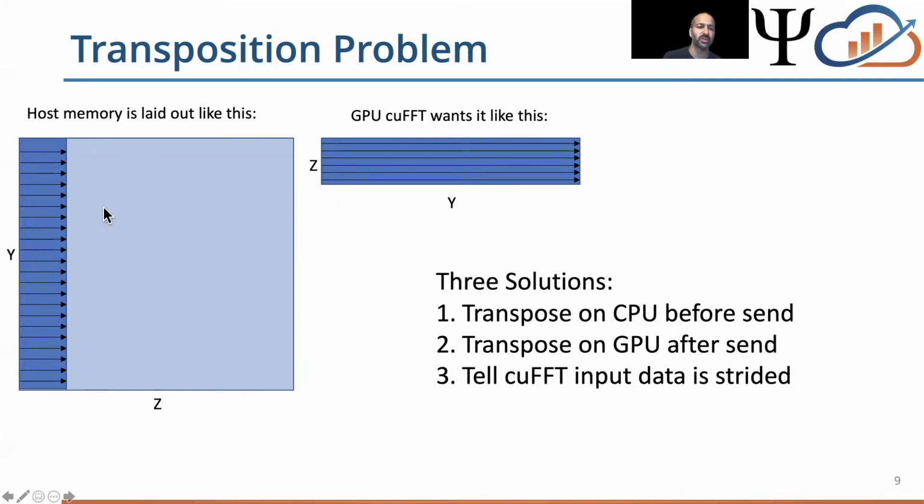So how do we solve this? Well, there are 3 ways we can solve it. The first way is we can transpose this on the CPU before the send. The second is we can send it just like this, but then transpose it on the GPU. And then finally, we could send it just like this and tell cuFFT that the input data is strided. I'll explain what that means in the next few slides.